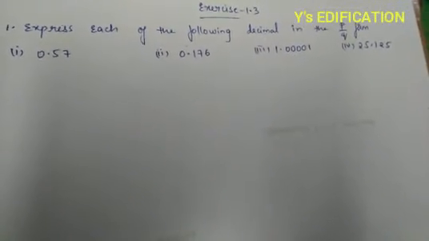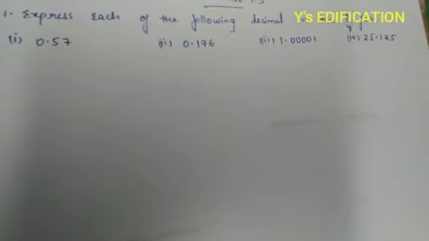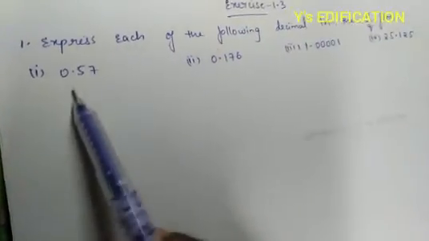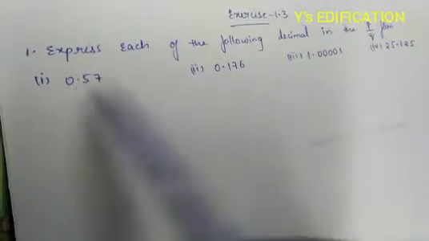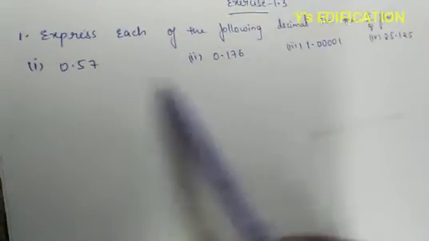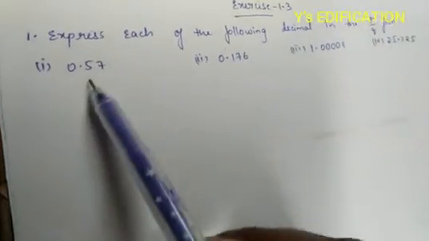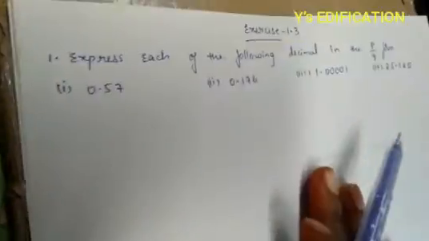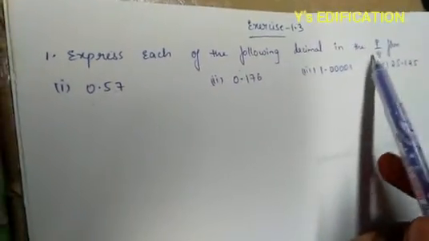Express each of the following decimals in the p by q form. So these are given decimal numbers. We have to convert these decimals into rational numbers. These are all terminating decimals, so we have to convert these terminating decimals into rational numbers, that means into the form of p by q.